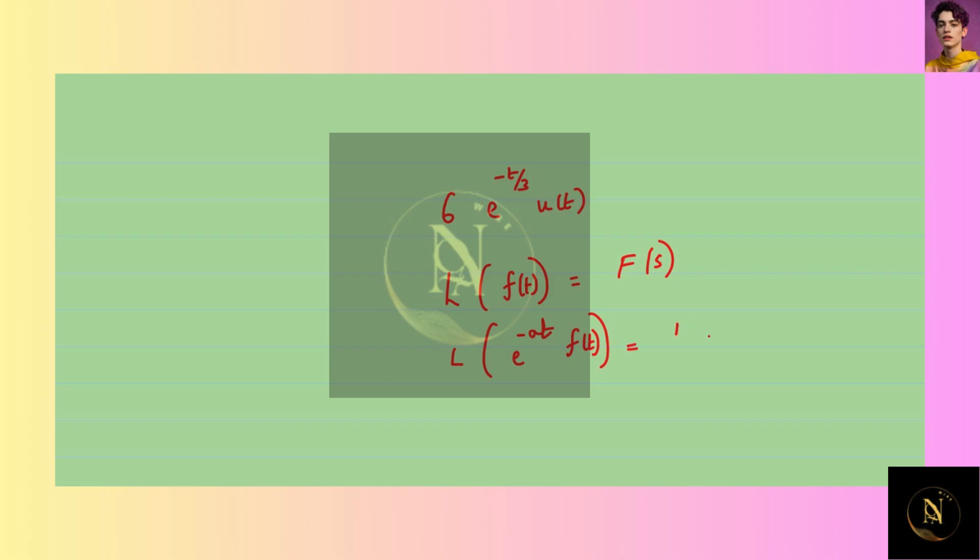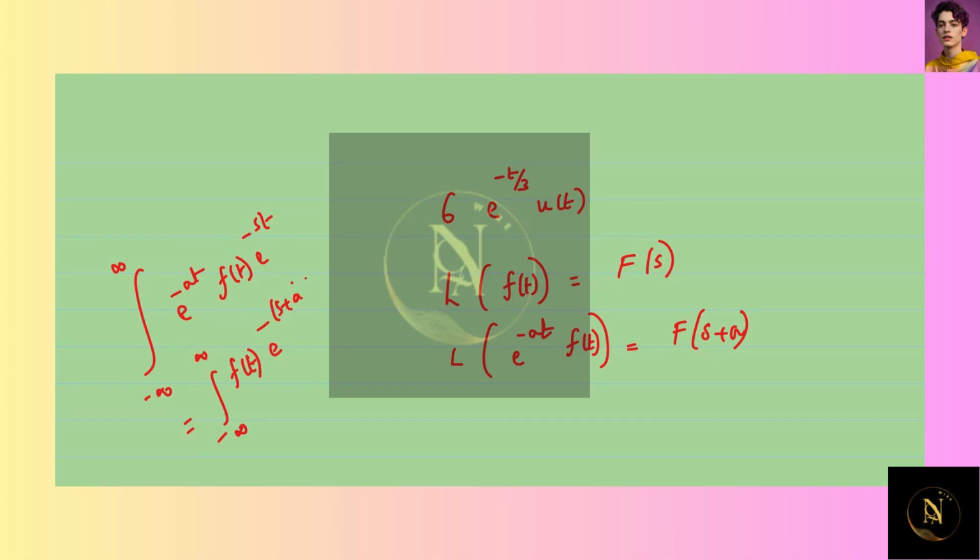It will be f of s plus a, because let's derive it. It will be integration from minus infinity to infinity, e power minus at f of t into e power minus st, which is nothing but the integral from minus infinity to infinity of f of t e power minus of s plus a t dt. This is nothing but f of s plus a, because f of s is the integral from minus infinity to infinity of f of t e power minus st. So what is a here?